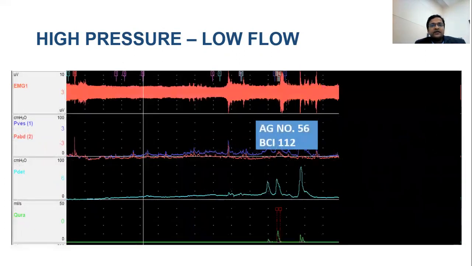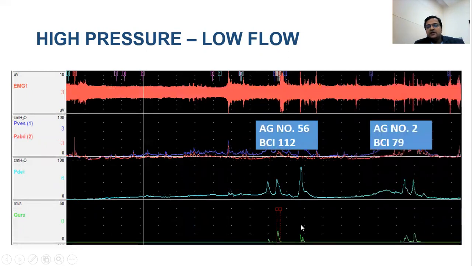Now, this is another case of high pressure low flow. This patient has severe overactivity. During the filling phase, we can see the first two spikes, and then there was a third spike in which the patient attempted to pass urine, and there was an obvious obstruction because high pressure low flow is seen. But in the same patient, when we gave the volitional command to void, the patient developed some contraction, and then there were 2 episodes of overactivity.